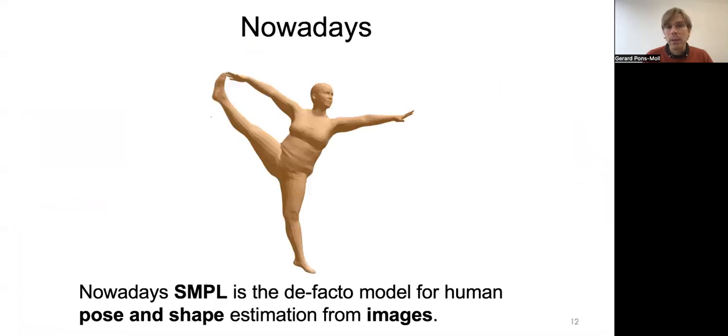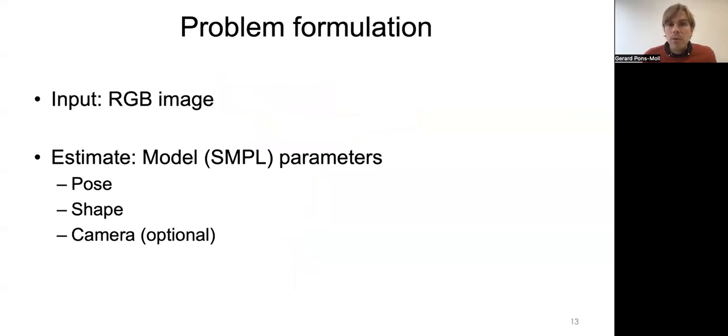And nowadays, all this has been replaced by the SMPL model, which is, you could say, a de facto model for human pose and shape estimation from images. All right, so let's look at the problem formulation. We have an input RGB image, that's the input, and we want to estimate the model parameters. And if you're using SMPL, this means the pose, the shape, and optionally the camera parameters. The camera means the pose of the camera relative to the human body.